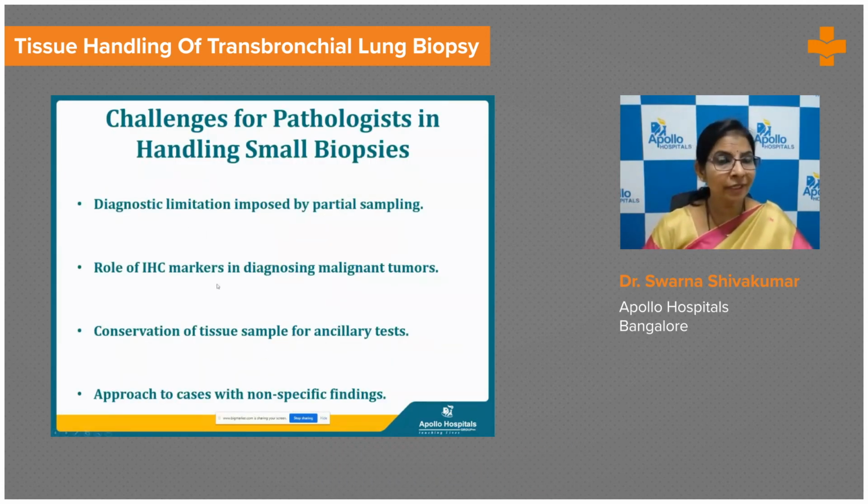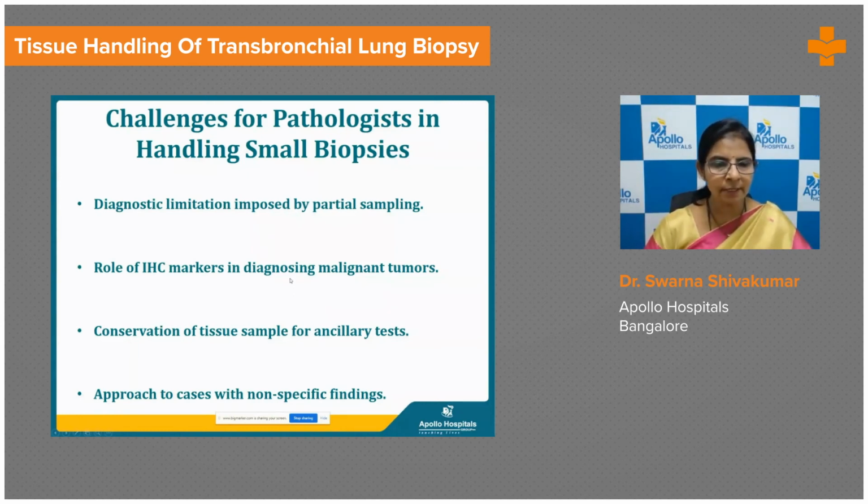Now, what are the challenges that pathologists face while handling small biopsies? So this is a real challenge. The first one is diagnostic limitation imposed by partial sampling. I think we encounter this every day in our clinical practice. When the sample contains abundant necrosis, hemorrhage, or is mixed with mucus, or has only plenty of benign bronchial epithelial cells, or epithelial cells with reparative atypia, it may be either underdiagnosed or overdiagnosed.